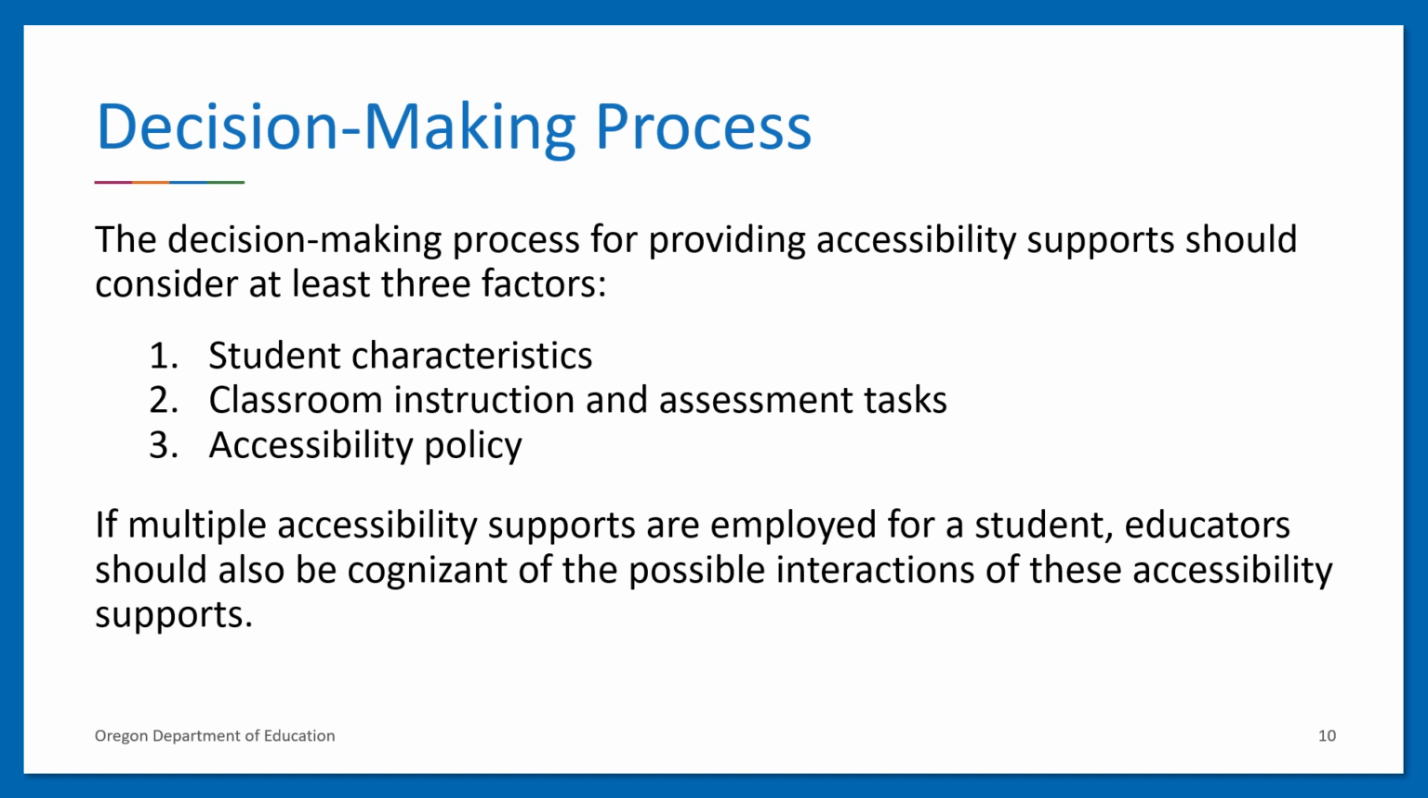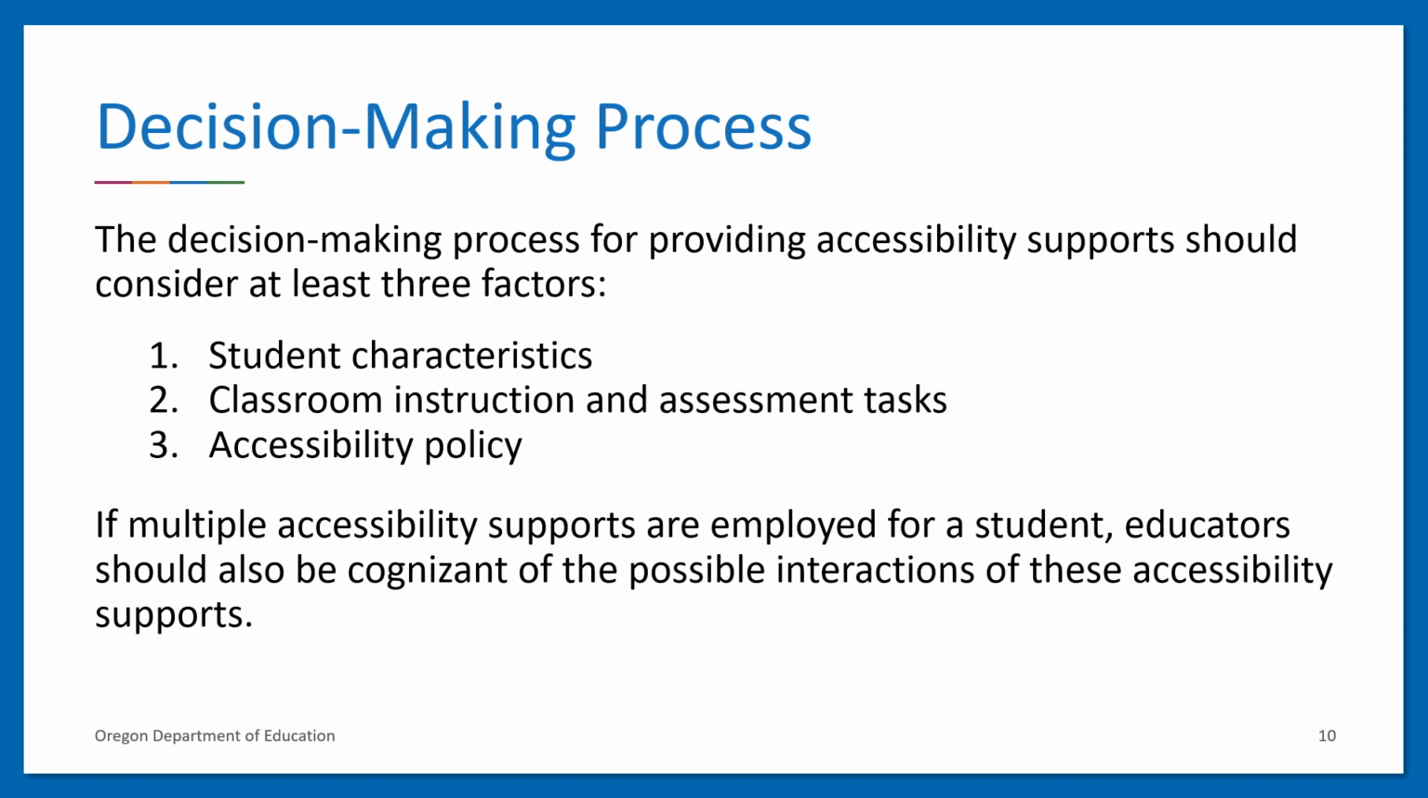CCSSO's Accessibility Manual contains assistance in identifying or selecting various types of accessibility supports for students, including consideration of at least 3 factors. 1. Student characteristics. Disabilities, language proficiency, accessibility supports used in the classroom instruction and on assessments in order to access and perform with academic standards in state tests.